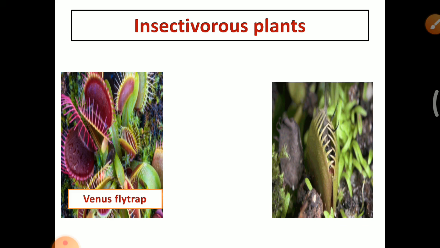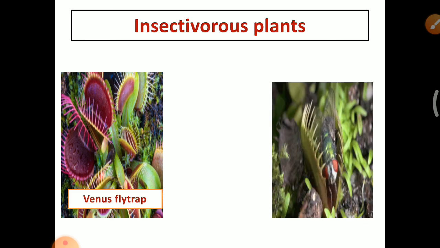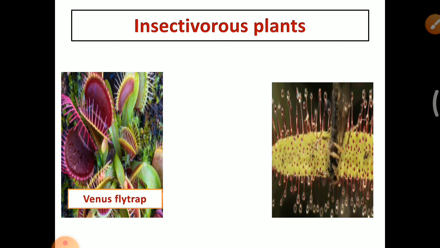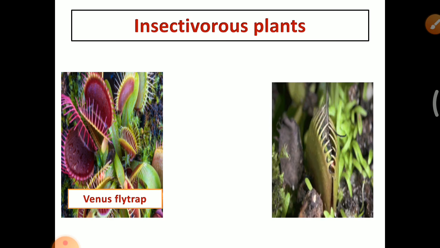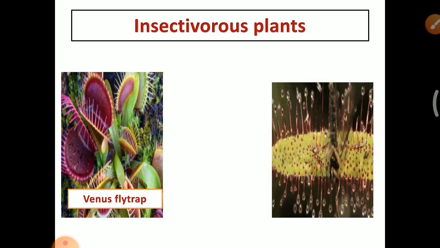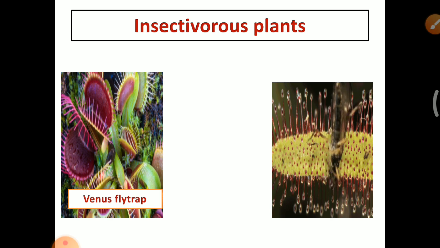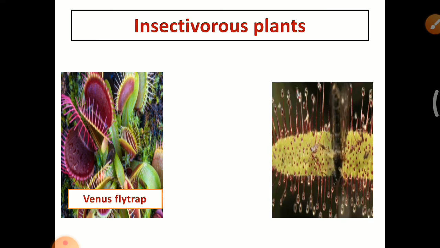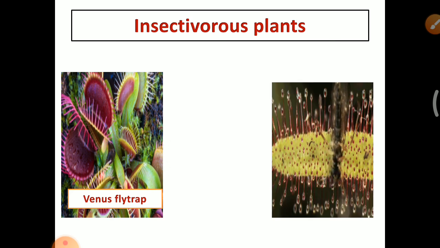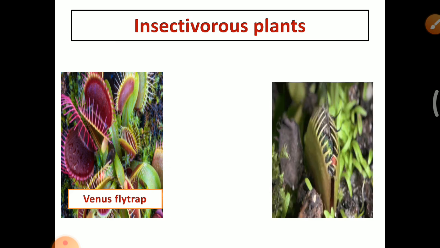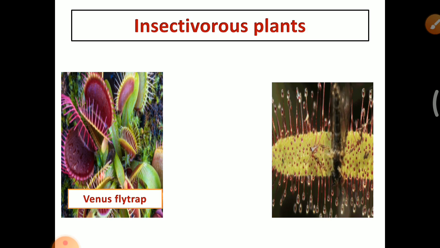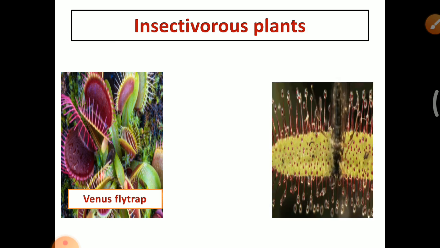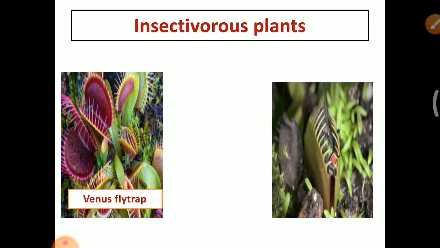The first topic is insectivorous plants. So what is meant by insectivorous plants? Look at these two images. The first picture is Venus flytrap. Look at the second image. When the insect sits on this Venus flytrap, it traps the insect. So such type of plants are called insectivorous plants.